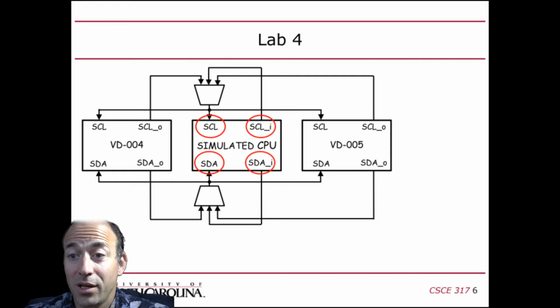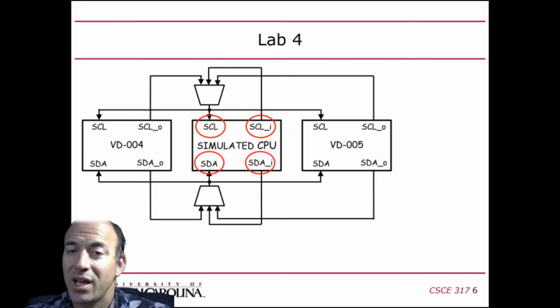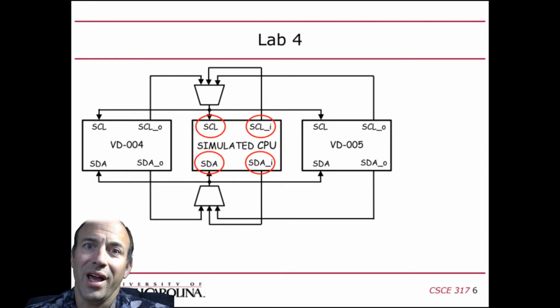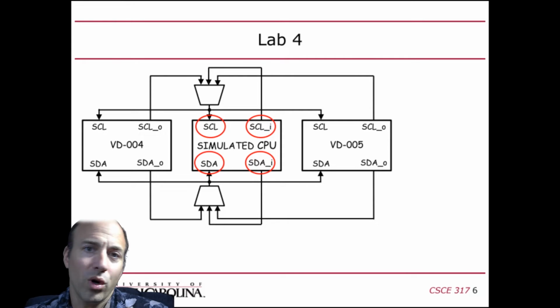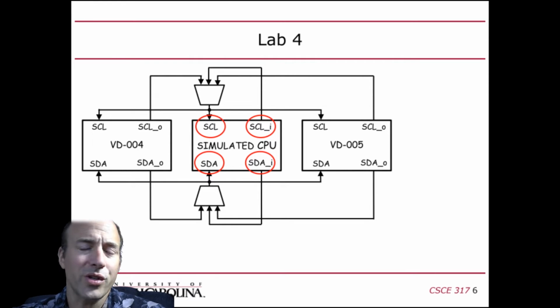So your simulated CPU, when it outputs to SCL and SDA, does it through the SCL_I and SDA_I outputs. Likewise, the other devices on the bus also have a separate output for their SDA and SCL, and then all of the devices on the bus have an input for SCL and SDA, which are actually selected from one of the bus participants through a multiplexer. So what does this mean for you?